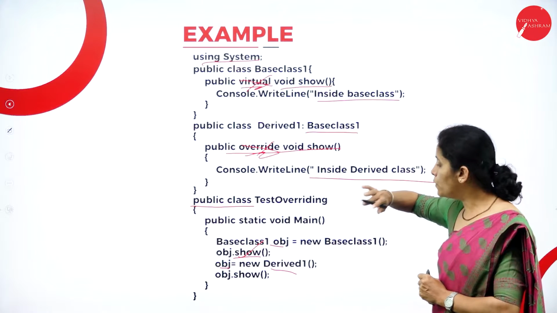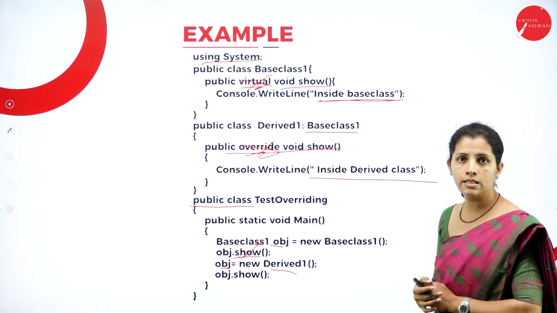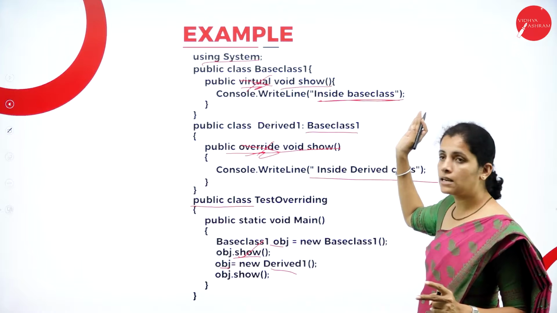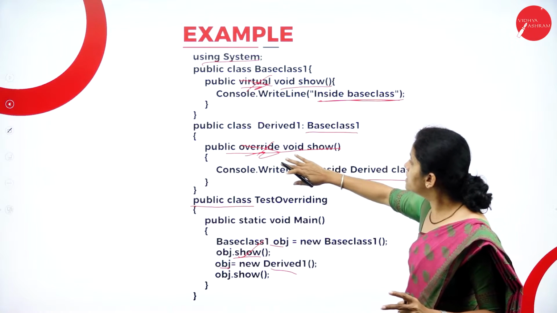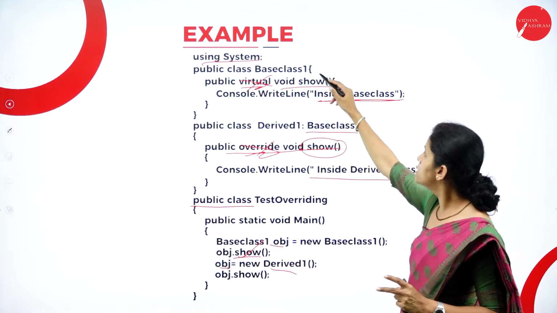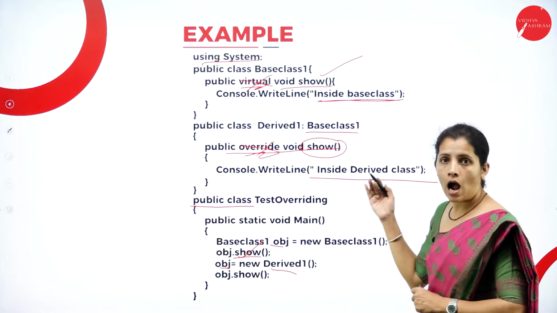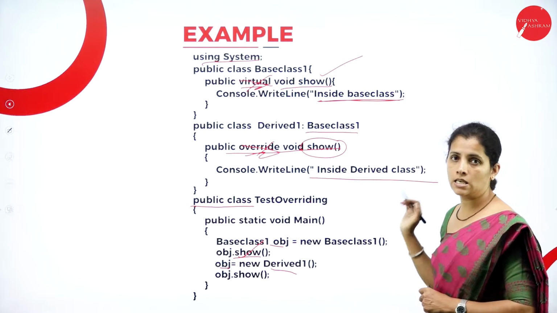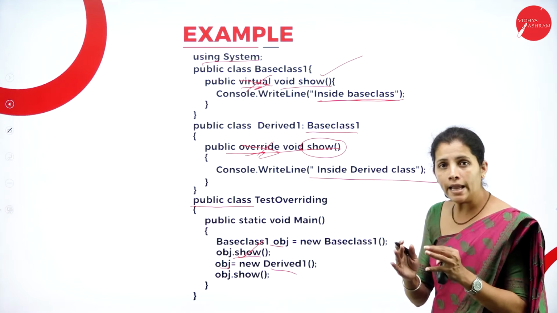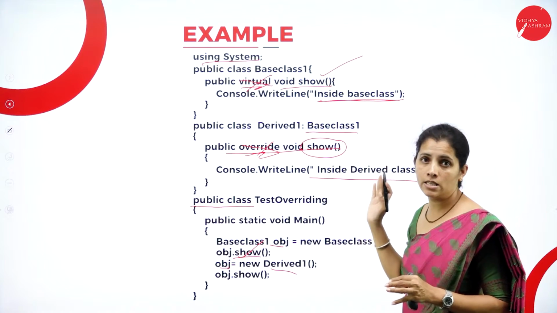That is, I'm going to get the output that is inside the base class. That means I'm going to get "inside the base class" twice, because this show method is overridden by this show method. For that reason, I'm going to get the output inside the base class. Now, think that I'm going to explain the same program with a different scenario.